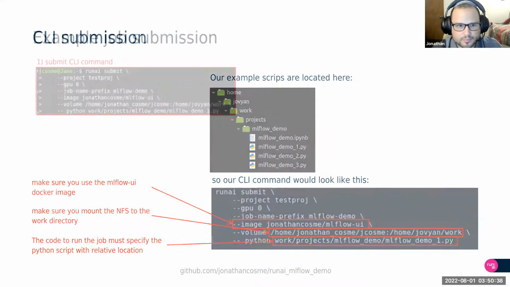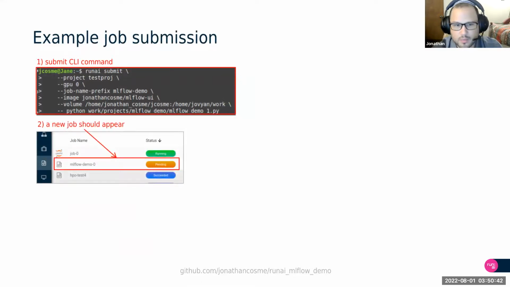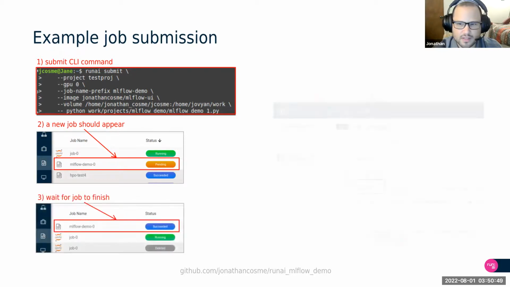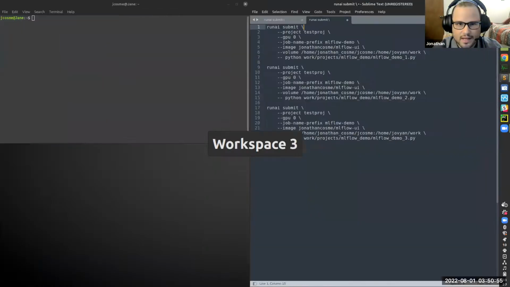So essentially, we're going to run the CLI command. We're going to see a new job appear on the UI, or on our Run AI UI. And then we're just going to wait for it to finish. And then we can, of course, see the updates on mlflow once we refresh. So let's go ahead and try that out.